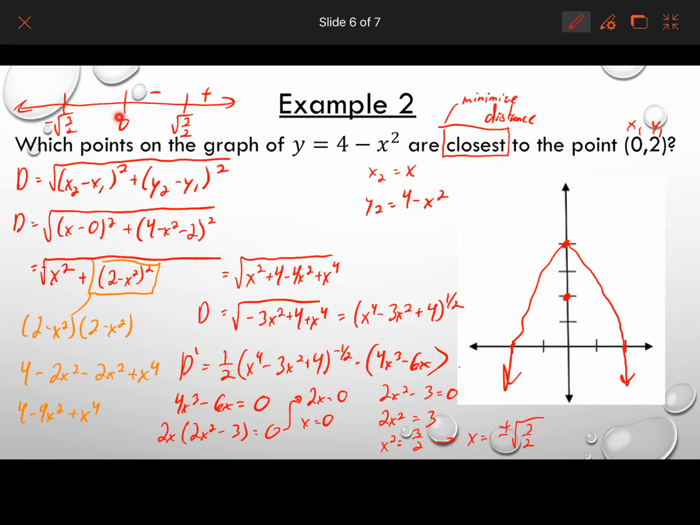So this is negative 1.22. So between that, we try like negative 1 here. So once again, this is always positive. Don't worry about that. So we get negative 4 plus 6. So that's positive. Negative 4 plus 6 is positive. Okay, so we got that.